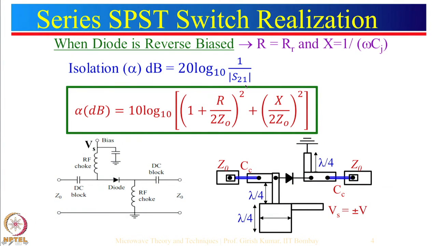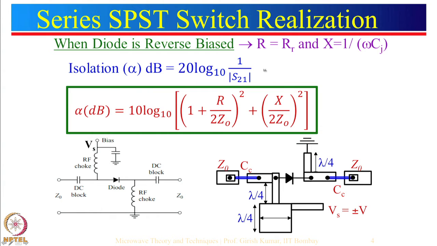Ideally we would like isolation to be infinite, but practically 20 dB or 30 dB or 40 dB isolation would be there. One has to see what the minimum isolation requirement is for a given application. So again, the isolation expression is the same as before. The only difference is that instead of R equal to RF as in the earlier case, now we are going to put R equal to RR, and instead of X equal to omega L, we put X equal to 1 over omega Cj.